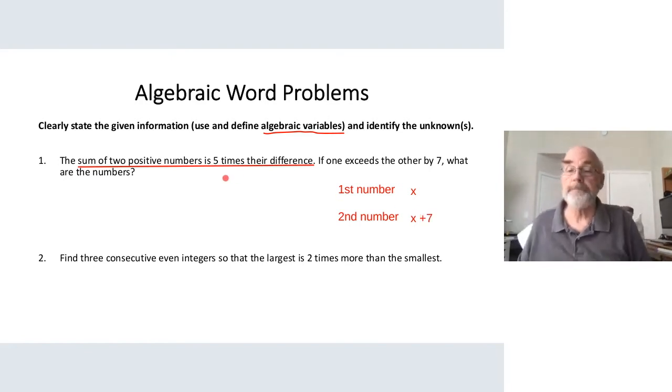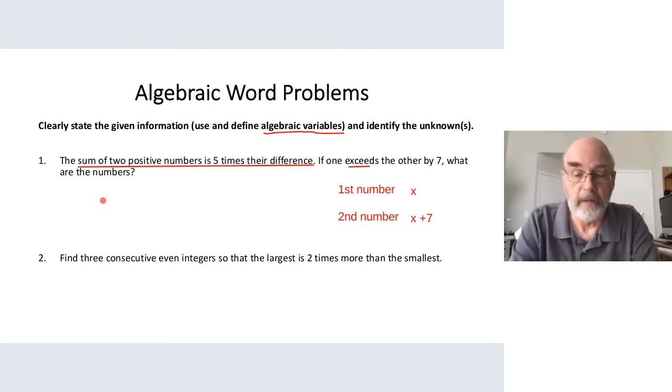Okay. And here's the sum of them. So we add them together, x plus x plus 7. Right. And it says 5 times the difference. Yep. So equals 5 times x minus x plus 7. But then we have to make sure to put it in parentheses. I kind of like this. I'm going to write it. All right, write it. Okay.